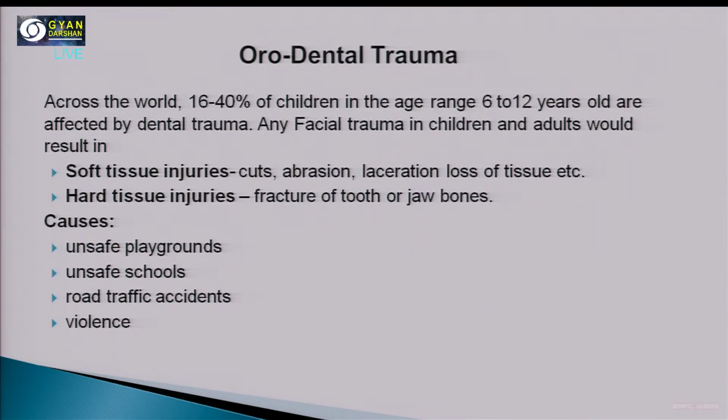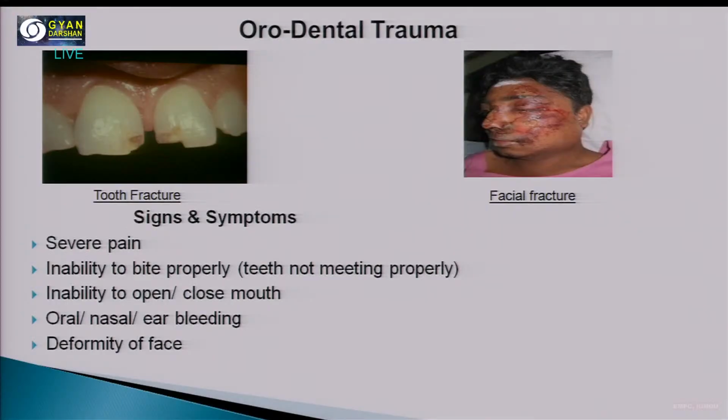The other thing is orodental trauma. It's very common to find injuries to the oral cavity, and roughly, as I told you, around 40 to 60% of children in the age group of 6 to 12 years are affected by dental trauma because of unsafe playgrounds, unsafe schools. It could be road traffic accidents also, and violence, which results in hard and soft tissue injuries to the oral tissues. In these cases, the patient would have severe pain, or inability to bite or to open the mouth wide. There could be bleeding from the oral, nasal or ENT regions, or a deformity of the face, and there you require the help of an oral healthcare professional.